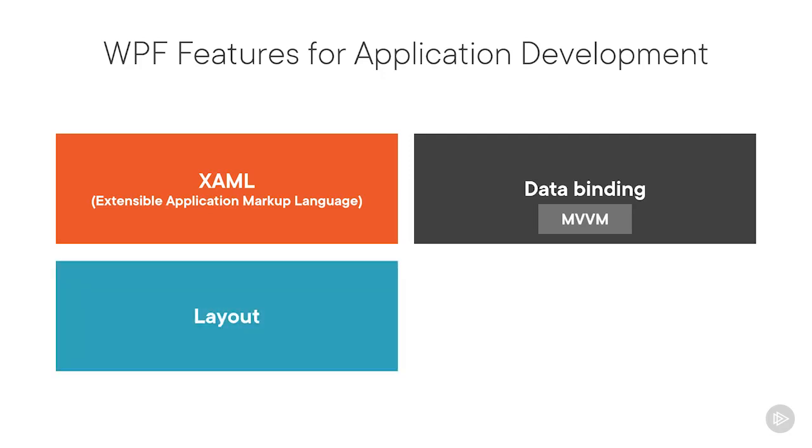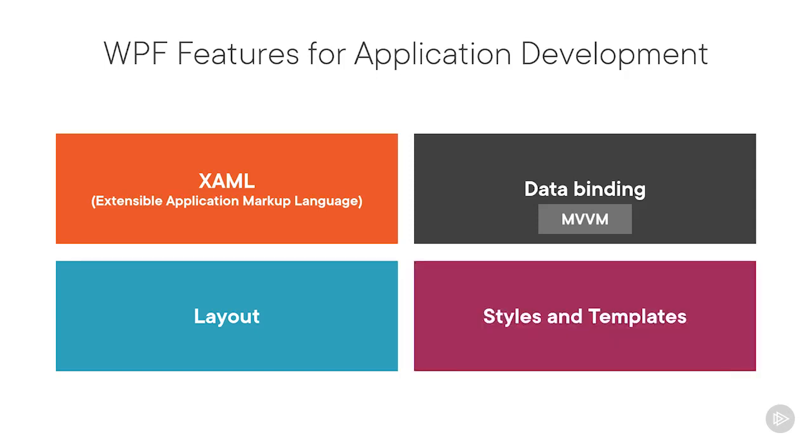The next powerful feature of WPF is layout. You can use layout panels like Grid and Stack Panel to arrange the elements in your user interface. You can even nest these layout panels as deep as you want, and this allows you to implement really complex screen layouts. WPF has also the concept of styles and templates. Styles and templates allow you to create a custom but consistent look for the elements in your application, for example for buttons and text boxes.